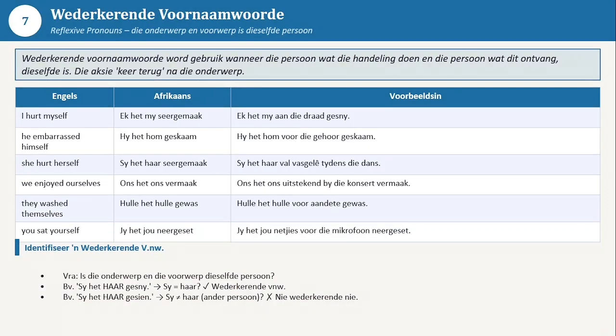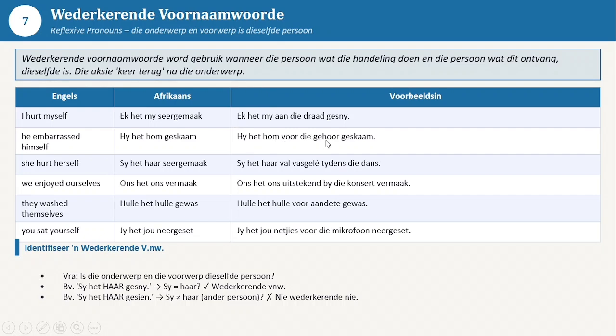Next, we have wederkerende voornaamwoord. This is reflexive pronouns. So the subject and the object are the same person. So an example of this is, I hurt myself. In Afrikaans, it's going to be, ek het my seer gemaak. So something happened to the person that the action is happening to. Okay, so an example, ek het my aan die draad gesny. So this my is referring to the ek.